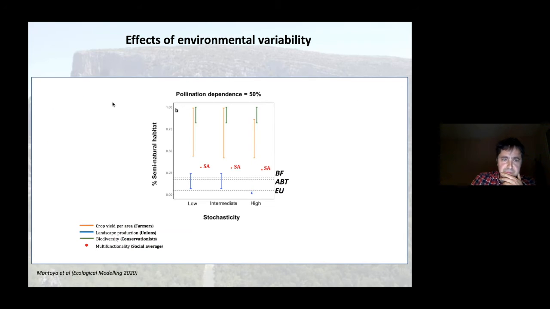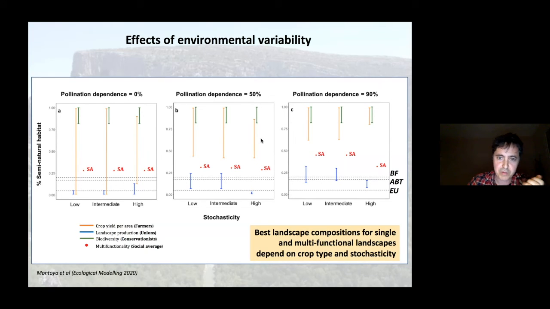And finally, this is again a pollinator dependence of 50%. Here we have the best landscape composition that gets 95% or more of a given ecosystem service, and how it changes as a function of stochasticity. The take-home message here is that the biggest changes happen when the stochasticity is high, which is the prediction by global change models. And here the compatibility among different ecosystem services is lower when stochasticity is higher. Of course, these results are also affected by the degree to which crops depend on pollination.